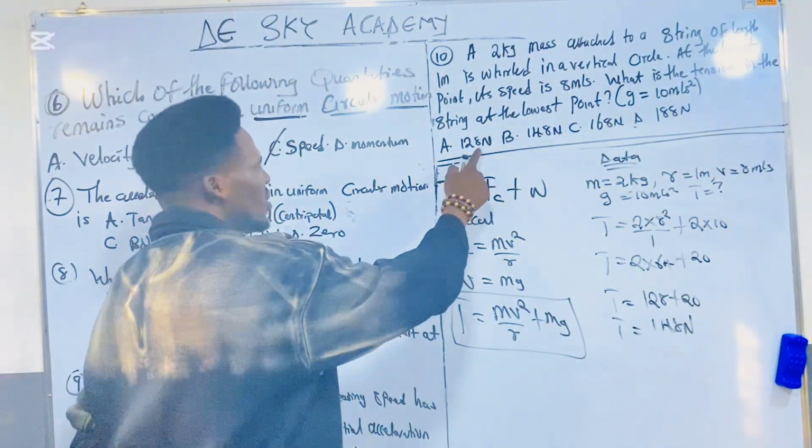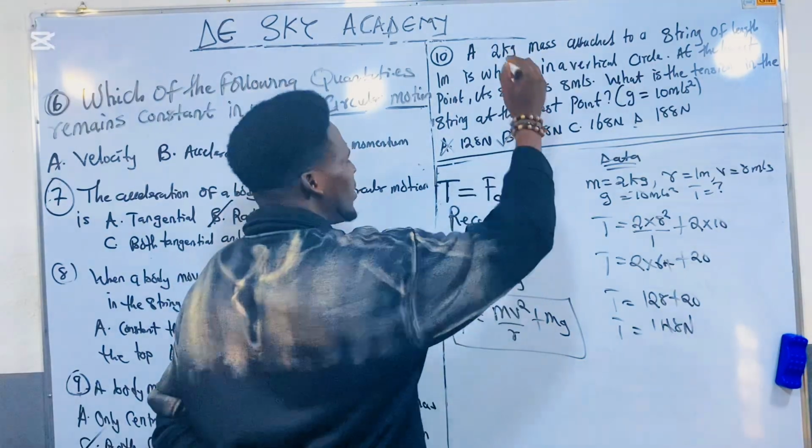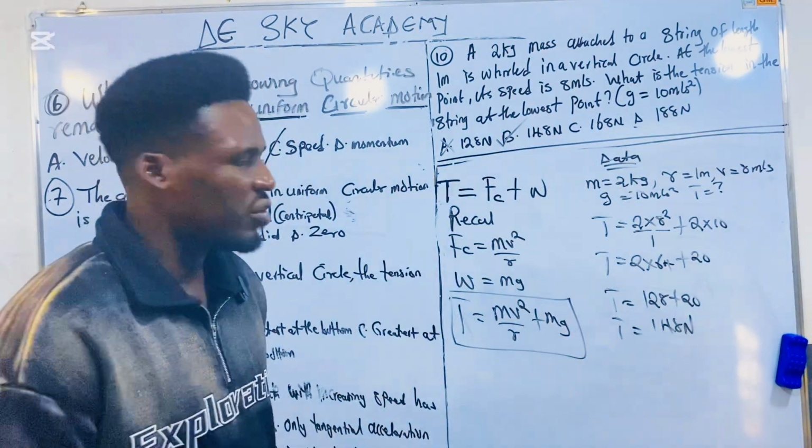Do we have anything like 148 Newton? Option A is 128 Newton. It can never be the answer. Option B is 148 Newton. Yes, option B is the answer. So there is no need for us to go further.